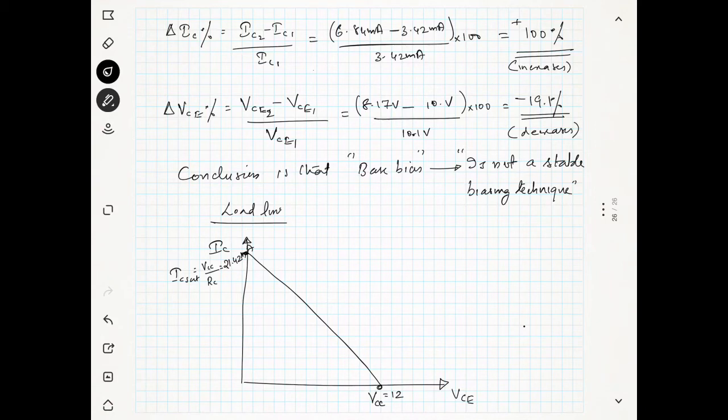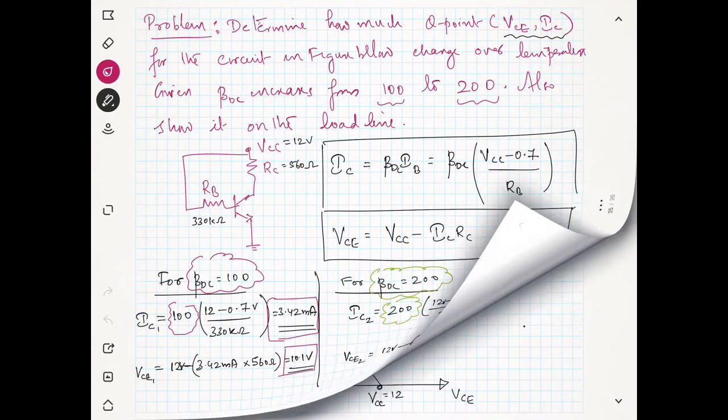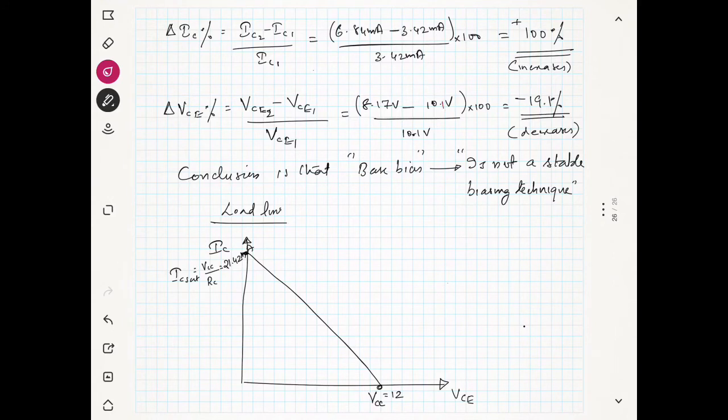Now at first we will mark the Q point, initial Q point IC1 and VCE1. So VCE1 was some 10.1 volt, I think so, right? So you can say this is 10.1 volt. This is 12, we have 12 here, so 10.1 may be here. So this was our VCE1, and the corresponding IC was something like 6.84 milliampere.